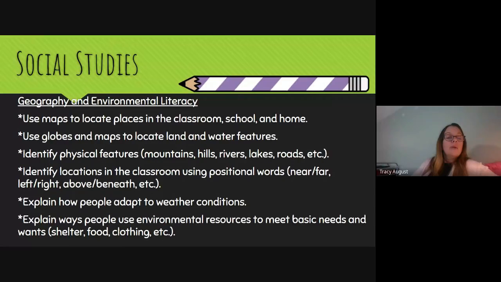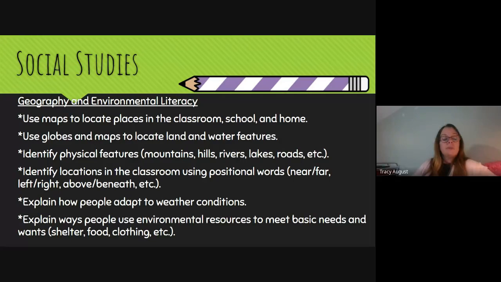And then we also do some geography and environmental literacy activities in kindergarten. We learn to use maps to locate places in the classroom, school, and home. Very simple maps. They are using globes and maps to locate land and water features. And we go over different land and water features, such as mountains, hills, rivers, lakes, roads, etc. They can identify locations in the classroom using positional words. So they can tell us that something is far away or something is near. They can tell us it's above this or beneath that.